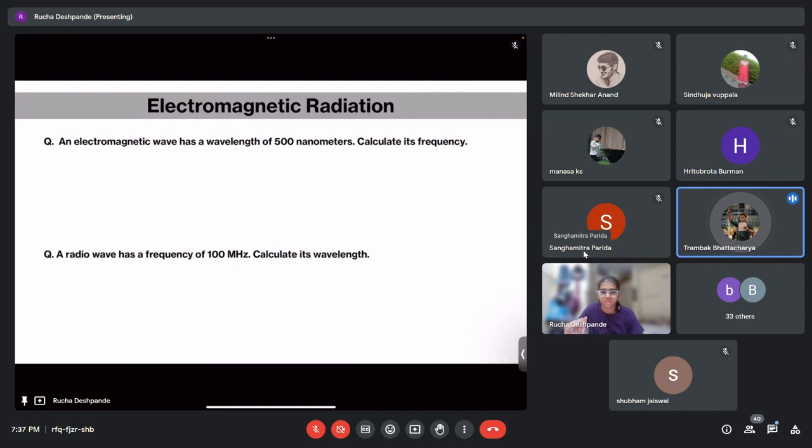Ma'am, 6 into 10 to the power 14 hertz. Anyone else?